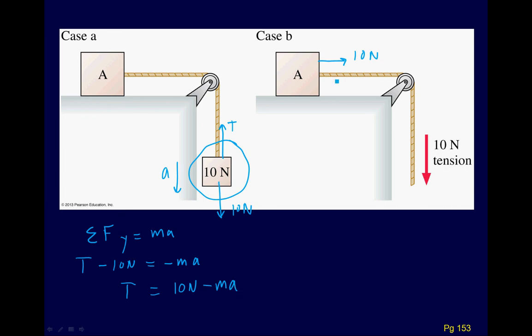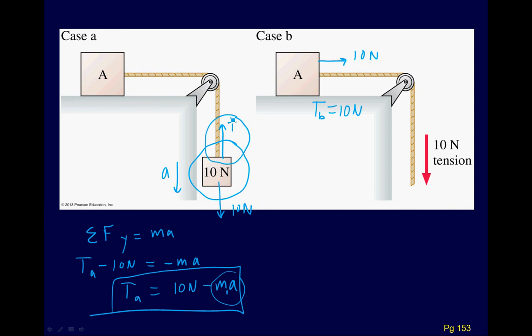And so what happens is over here on block A, the tension pulling on it we know is exactly 10 newtons. All right, so that's case B. Now the tension in case A over here is going to equal 10 newtons minus ma, where again I'll call it the m1 of that mass times a. So because in this situation the 10 newton block is accelerating downwards, I know that the tension is going to be a little bit less than 10 newtons.